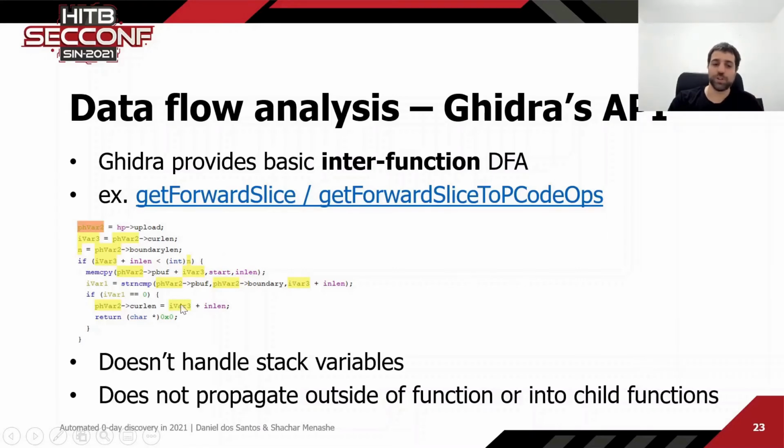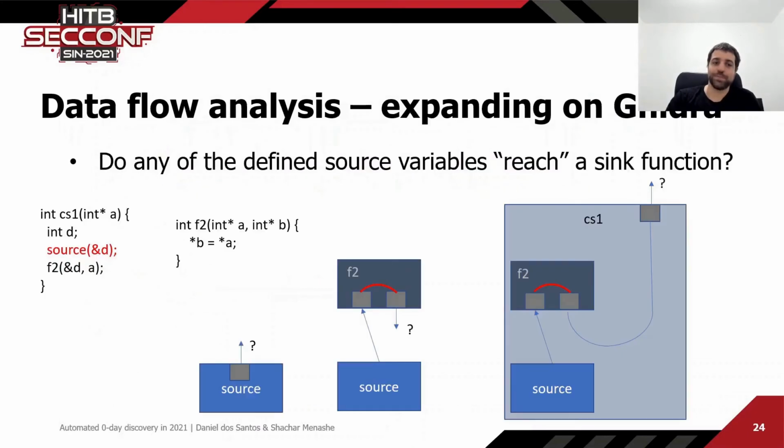There are two major cases that we need to take care of: propagation of the data into child functions, and propagation of the data outside of the current function. And again, we propagate this data through the whole program and check eventually if any of the sources reach some sink function. So let's look at an example here. We have a source function, and it writes to the D variable. Now D is something that we track because it's a source variable.